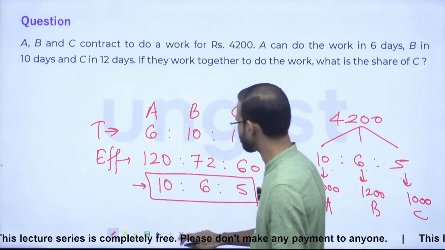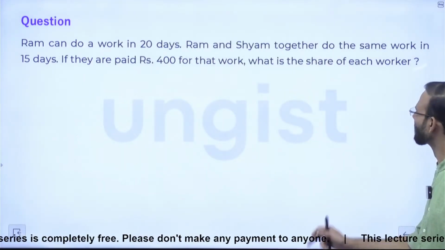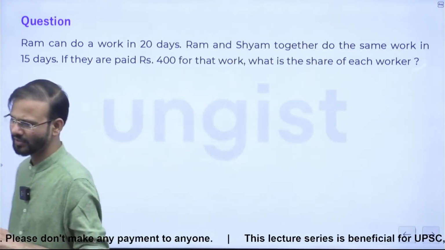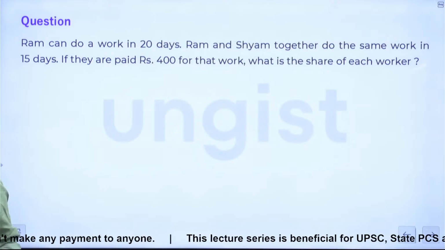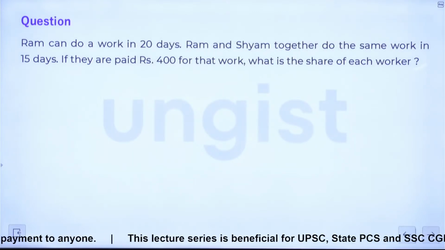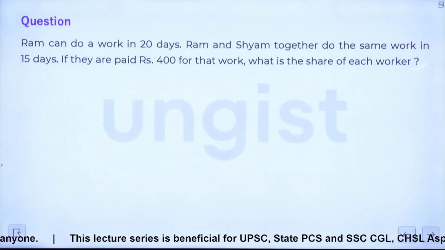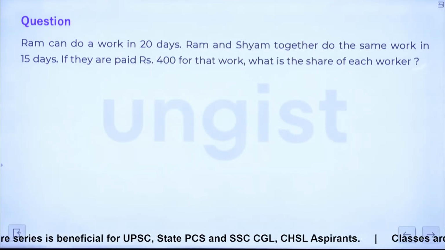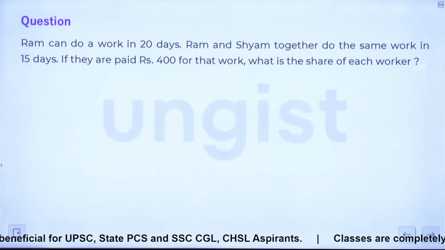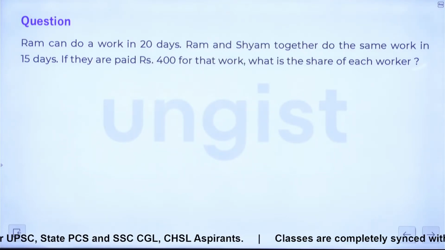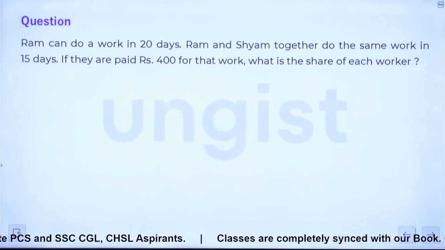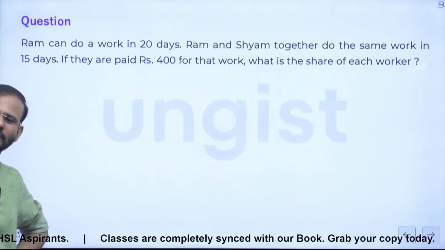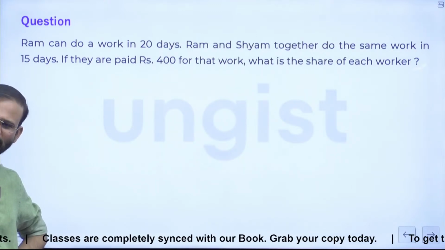After that, guys, just read this question, right? Don't solve it. Just read. Ram can do the work in 20 days. Ram and Shyam together can do that work in 15 days. If they are paid 400 for that work, what is the share of each worker? कैसे किया जाए इसको ये बताइए. इसको नॉर्मल प्रोसेस से कर दें.